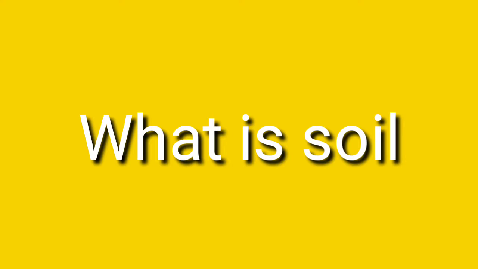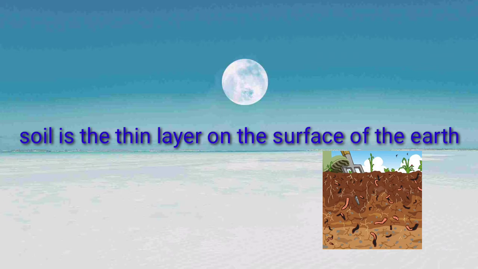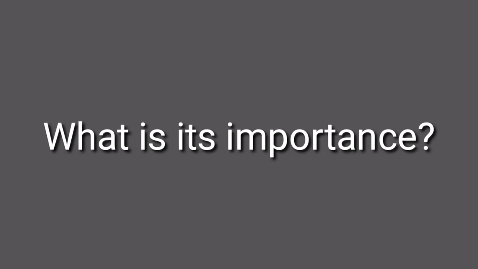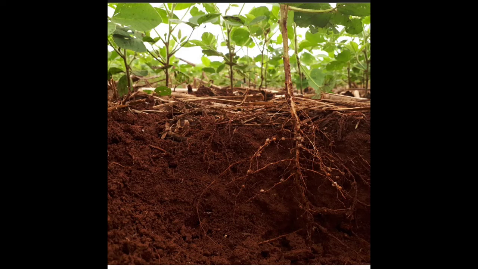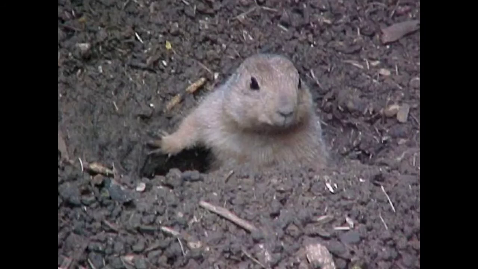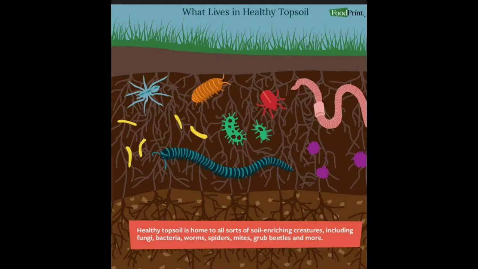Good morning, folks. Let's begin chapter 8, Soil and its importance. What is soil? Soil is a thin layer on the surface of the earth. What is its importance? It is because of soil that plants have their roots and animals live on it. It also contains air, water, and even germs.